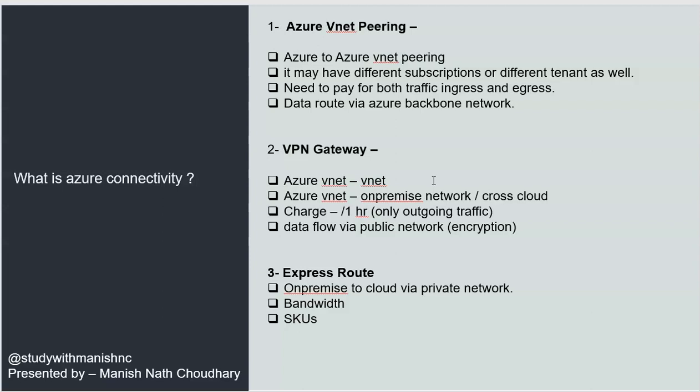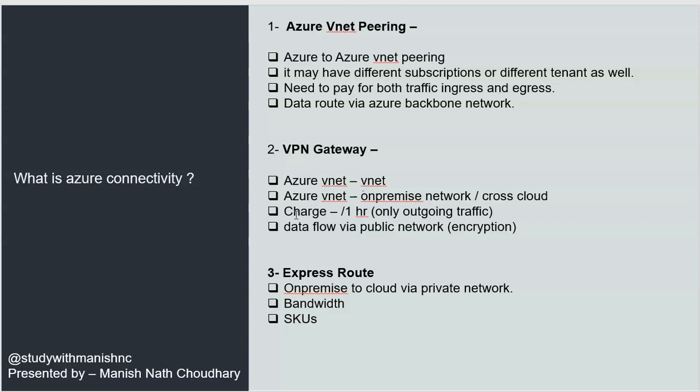Now the second is the VPN gateway. VPN gateway is again networking between two virtual networks, or between one virtual network and an on-premise network. Like one is in the cloud and another is the company's on-premise data, so making a peering between the two networks. That happens with the VPN gateway, or cross-cloud, where one is AWS and the other is Azure. So making a bridge via VPN gateway, that is when it is used.